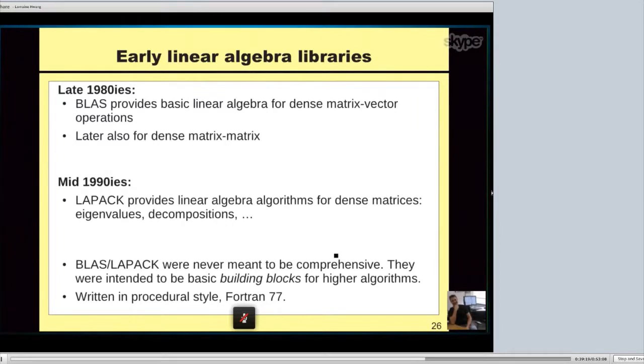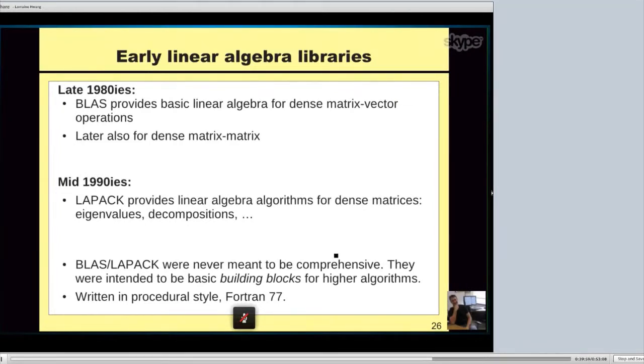Later there was a BLAS3 that also dealt with dense matrix operations. So for example, the product of two matrices, or the product of a matrix and its transpose, and so on and so forth. And based on this, in the mid-90s, there was a package, and it still exists today, called LAPACK, that builds on BLAS, and that computes more complicated things. For example, eigenvalues of matrices, or LU and QR decompositions of matrices. So these are, let's say, higher level algorithms, but they still were meant only for dense matrices.